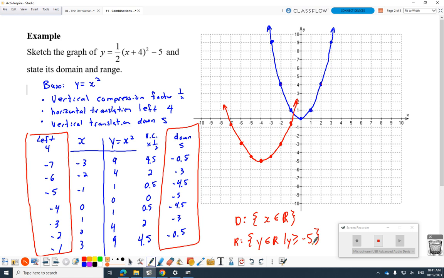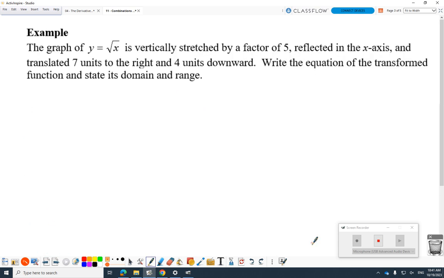All right. Example: the graph of y equals root x is vertically stretched by a factor of 5, reflected in the x-axis, and translated 7 units to the right and 4 units downward. Write the equation of the transformed function and state its domain and range without graphing it.